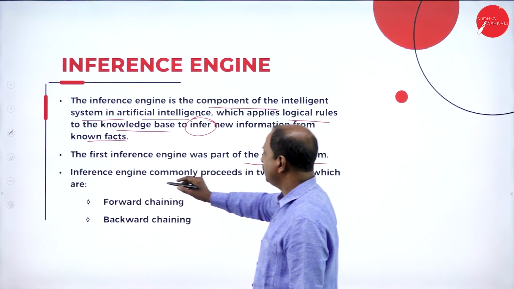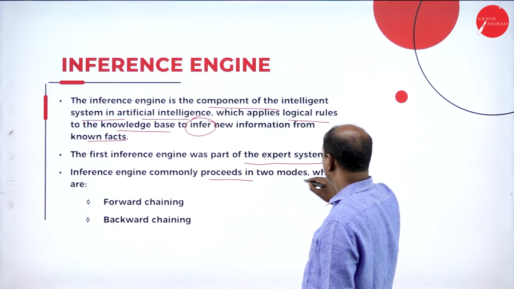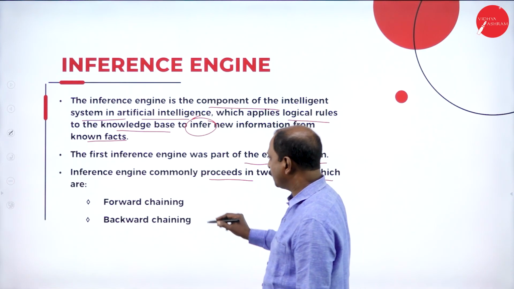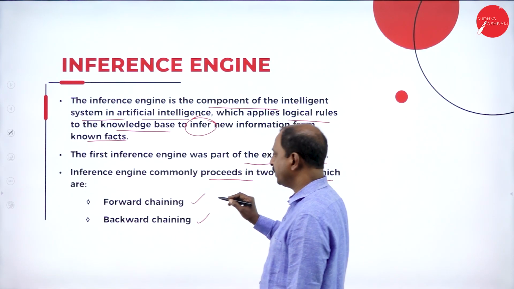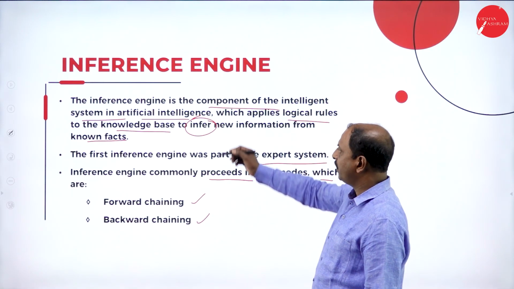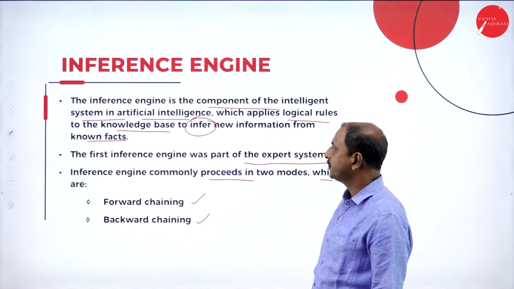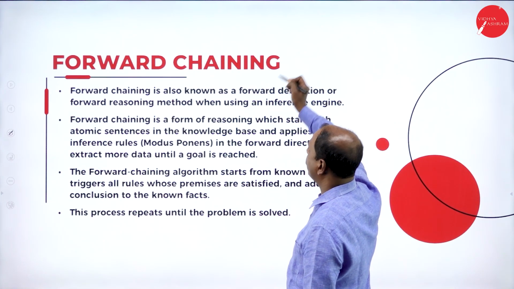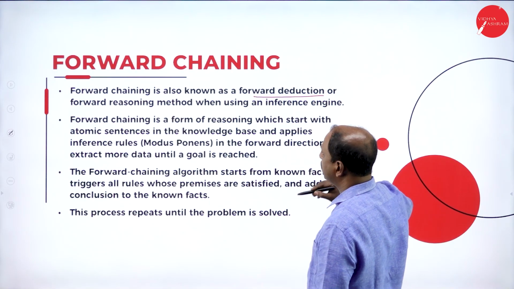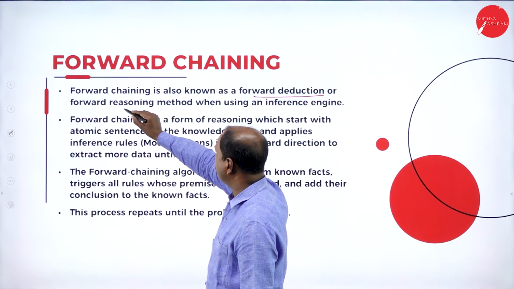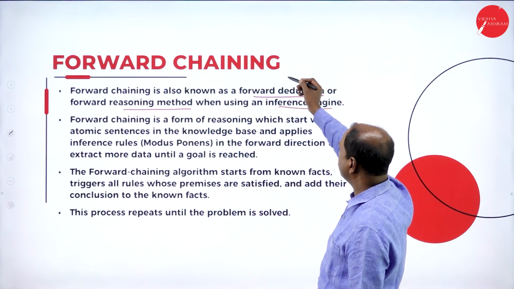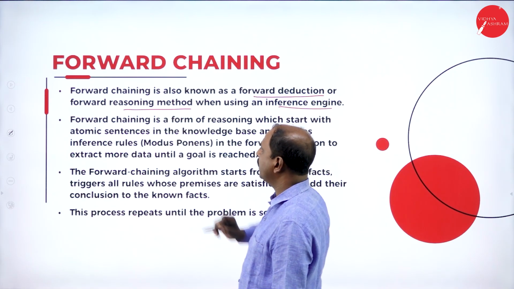Now this inference engine proceeds in two modes or two directions, or we can say there are two different algorithms. One is forward chaining and the other is backward chaining. These are the two methods where we make use of the inference engine. Now let us see what forward chaining is. Forward chaining is also known as forward deduction or forward reasoning method when using an inference engine.